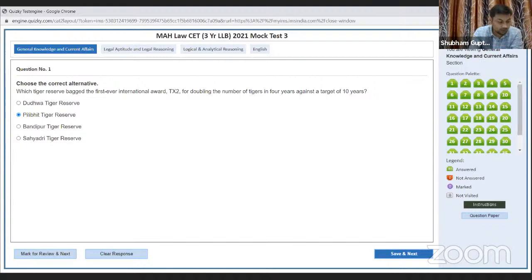So how do you think the paper was? How many people understood what could be the different ways of doing a paper? Were you guys able to understand what could be a possible strategy to attempt a paper?